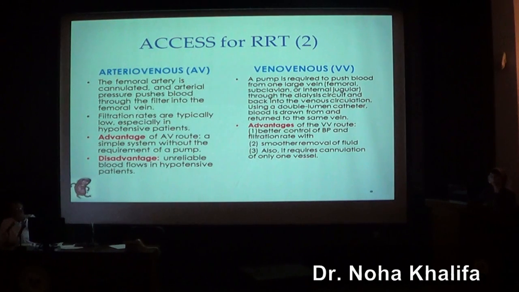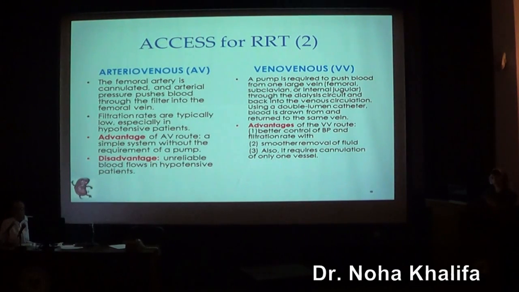So the filtration rates are typically low because you're not using a blood pump, and of course they're going to be very bad if there's a hypertensive patient or a patient with peripheral vascular disease. So it's unreliable, and that's a disadvantage. But the advantage is that it's simple and you do not need a blood pump, so you don't even need a machine. Okay? Whereas the venovenous, you have to have a blood pump to push this blood.